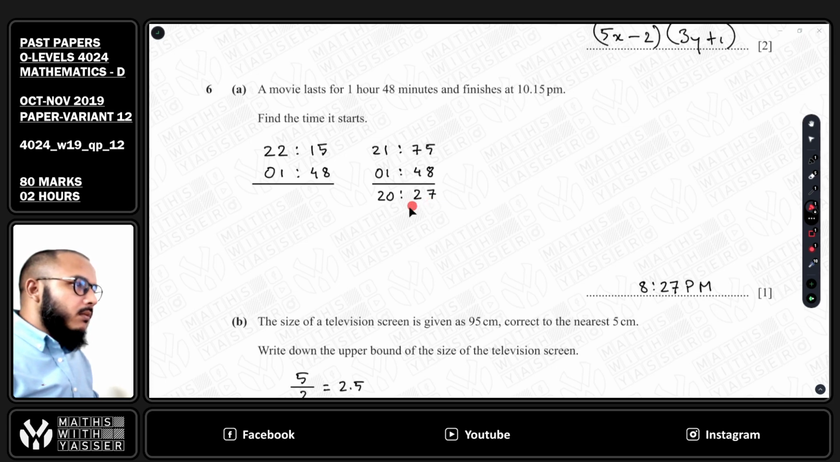And you can either keep this as your answer or you can write it in the 12-hour format. So 27, if you take away 12 from 20, you will get 8. So that will be 8:27 p.m.